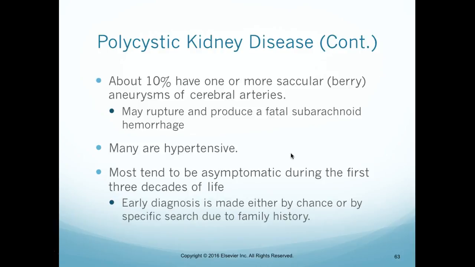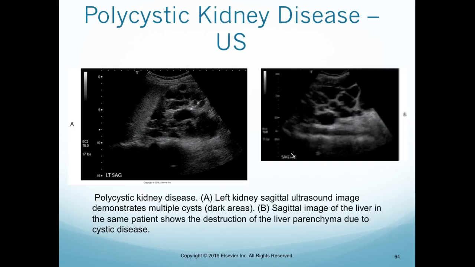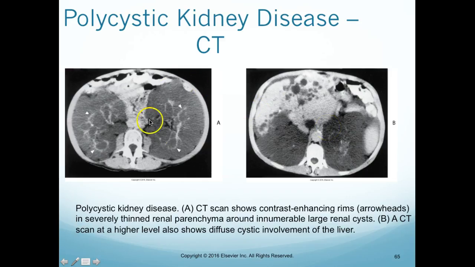Most tend to be asymptomatic during the first 3 decades of life, so we don't know about it, and most of the time it's found just as an incidental finding. So you can see here's a kidney, and it's just filled with cysts. Here is a kidney here, and they are filled with fluid-filled cysts. You can see all of them here in the kidney, and you can also see the liver involvement.